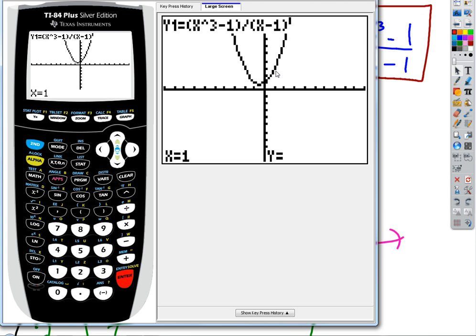Now, that's the limit. The limit is not where he's going to be. It's where he anticipates he's going to be when he steps on x equals 1. See the difference? As he gets infinitesimally close to x equals 1, where does he think he's going to be? Not where he's going to be, but where does he think he's going to be? That's the essence of a limit.